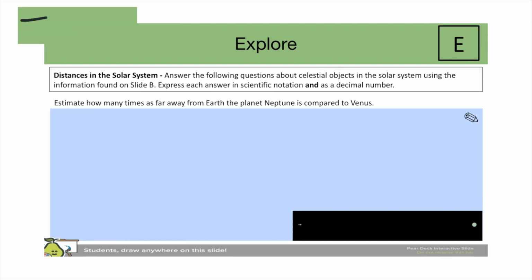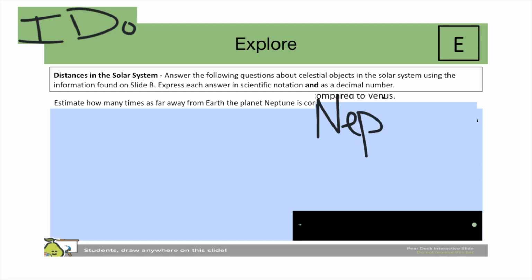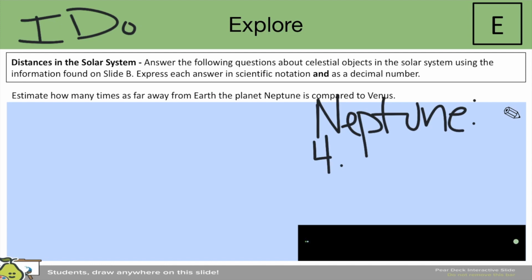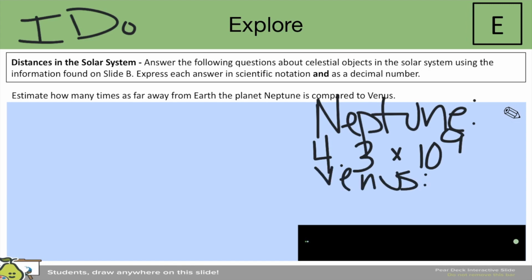For this I highly suggest you give students the distance from Earth for both Neptune and Venus so that they're not going back slides to do this. Neptune is 4.3 times 10 to the 9th power, while Venus is 4 times 10 to the 7th power kilometers away from Earth.